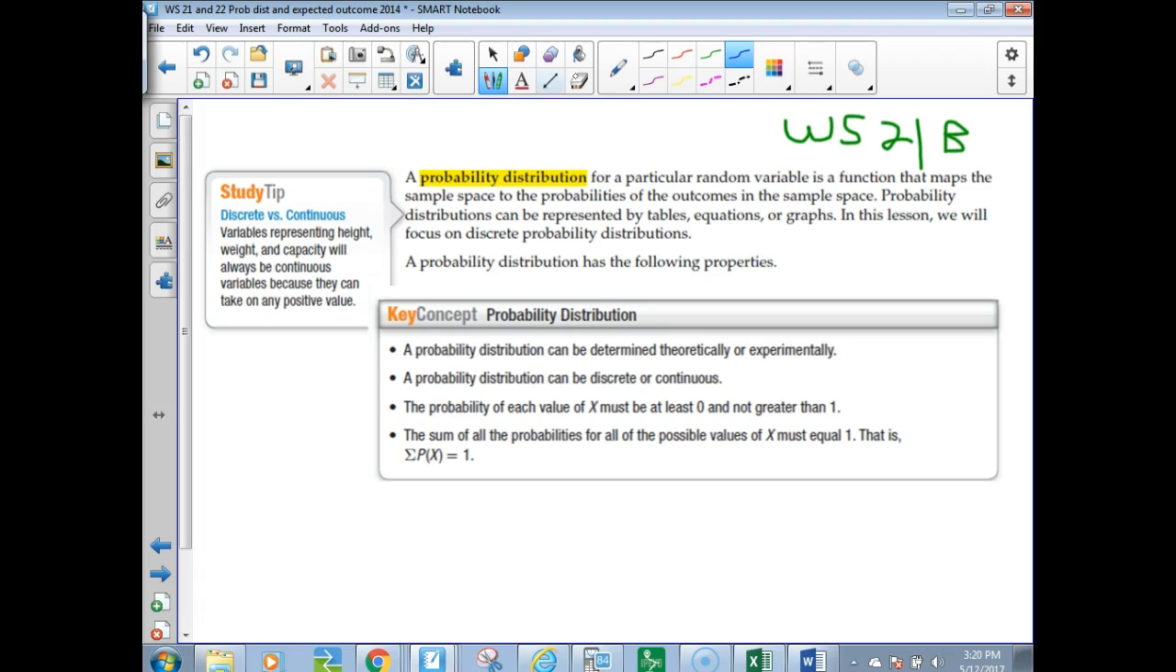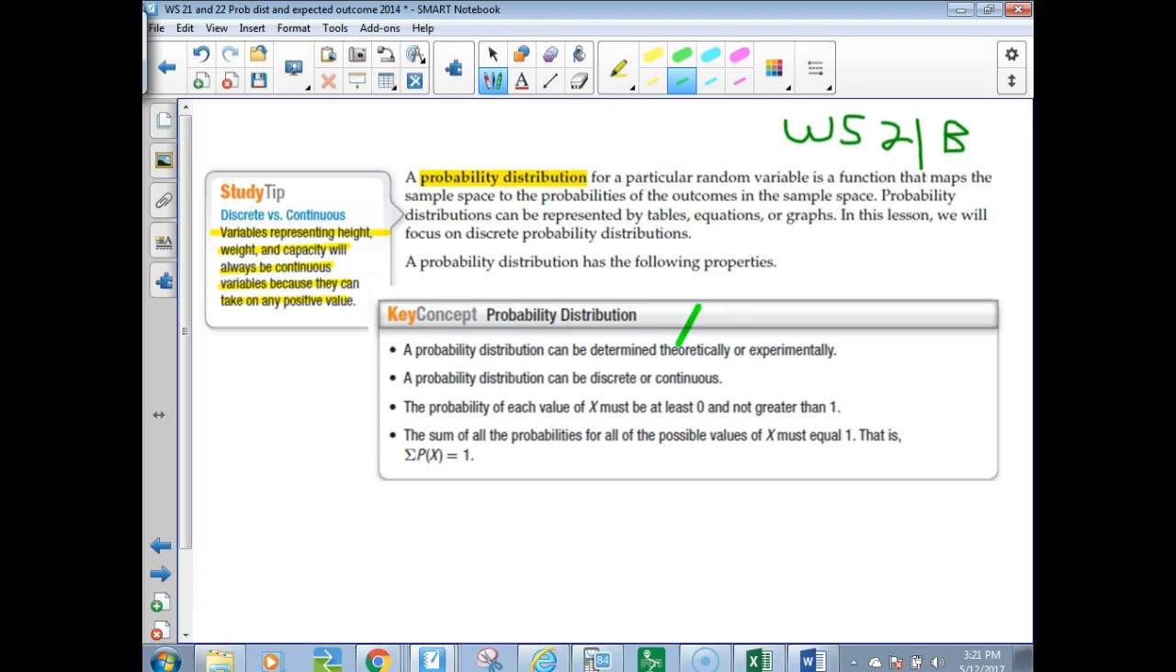Okay, discrete versus continuous. We want to know what that means. Variables representing height, weight, and capacity will always be continuous because they can take on any positive value. A probability distribution for a particular random variable is a function that maps the sample space to the probabilities of the outcomes within that sample space. Probability distributions can be represented by tables, histograms, equations, or graphs. In this lesson, we will focus on discrete probability distributions. A probability distribution has the following properties. It can be determined theoretically or experimentally.